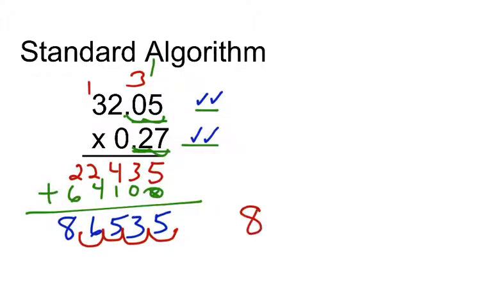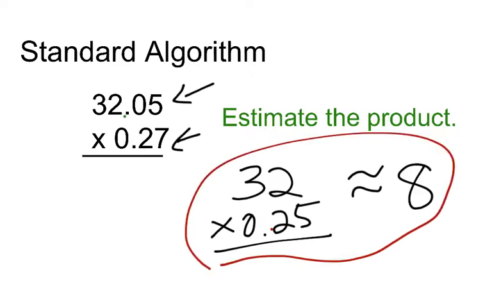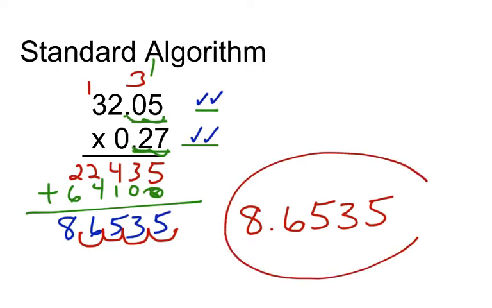That's going to give me 8 and 6,535 ten thousandths. And I can double check to see, does my answer look similar to 8? I know that I rounded down in both cases, so it should be a little bit more than 8. And I can see that, yes, my answer makes sense. So that's using the standard algorithm.